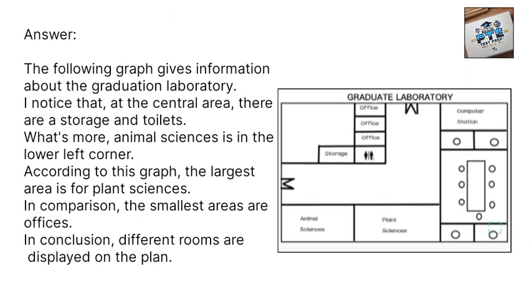The following graph gives information about the graduation laboratory. I noticed that at the central area, there are a storage and toilets. What's more, animal sciences is in the lower left corner. According to this graph, the largest area is for plant sciences. In comparison, the smallest areas are offices. In conclusion, different rooms are displayed on the plan.